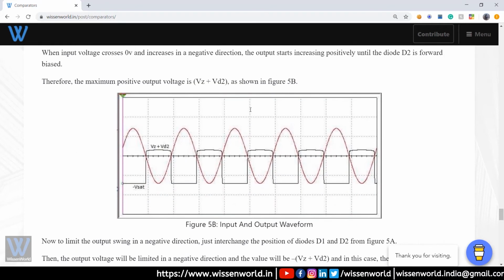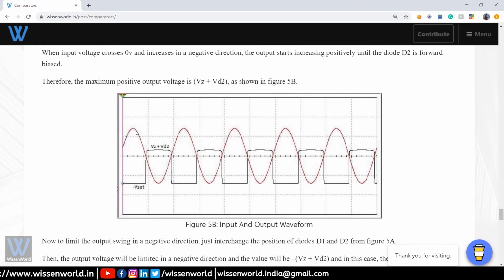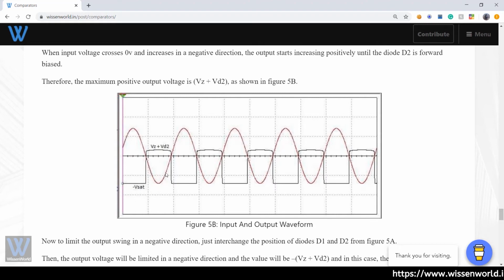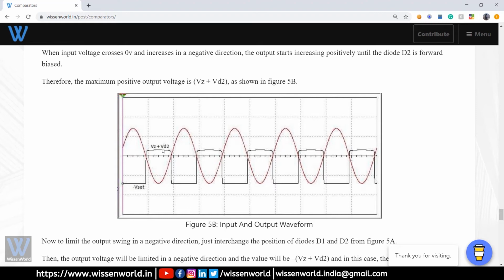Now see this figure here. When the input voltage increases in a positive direction, you can see that the op-amp operates in open loop configuration and therefore the output voltage is minus Vsat. And when the input voltage increases in a negative direction, the output voltage is positive and the value is Vz plus Vd2. Now it is obvious that if you wish to limit the voltage in the negative direction, then replace the other Zener diode instead of D2.